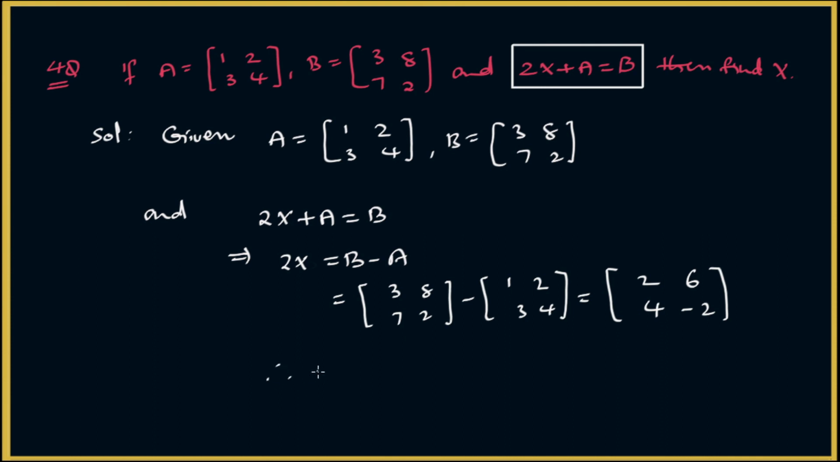So finally we have to find x. X means each and every element divided by 2. If you divide B minus A by 2, so 2 by 2 is 1, 6 by 2 is 3, 4 by 2 is 2, minus 2 by 2 is minus 1. So this is our required x.